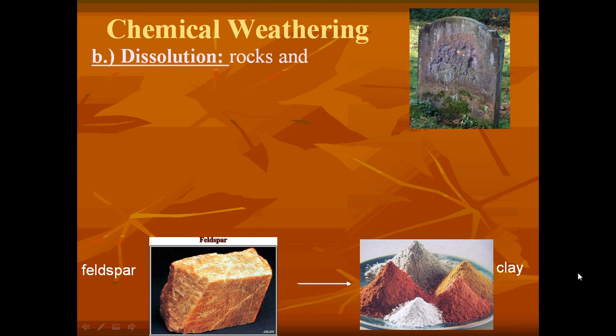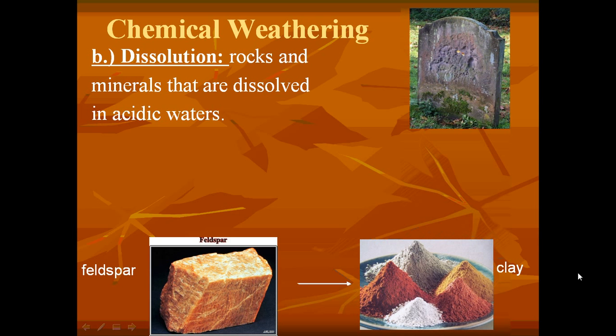Another type of chemical weathering is dissolution, which is rocks and minerals being dissolved in acidic waters. So this would be like acid rain causing weathering, just like in the tombstone you see at the top of the page.